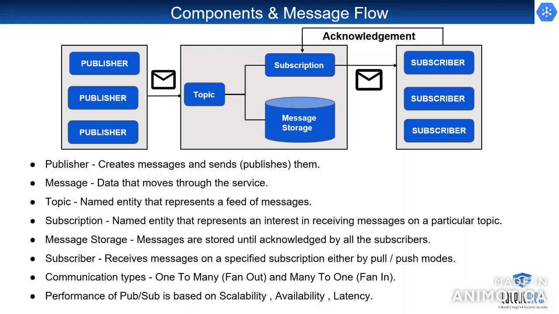In case of pulling method, the subscriber application explicitly calls a pull method and requests messages for delivery. Then the PubSub server in turn responds with a message. This is how pulling works. And in case of pushing, the PubSub server sends a message as an HTTP request to the subscriber application at a pre-configured endpoint. So this endpoint again acknowledges the messages by returning an HTTP code.